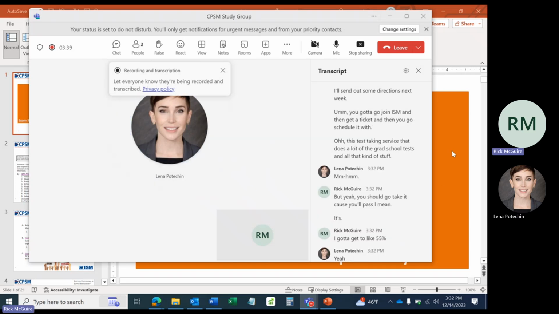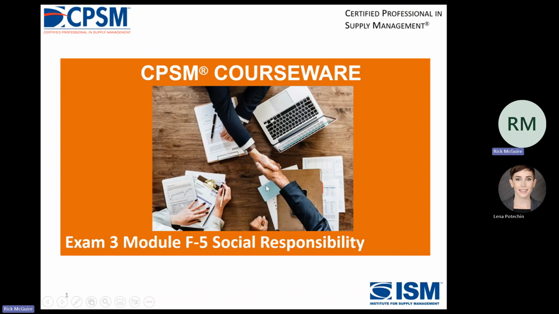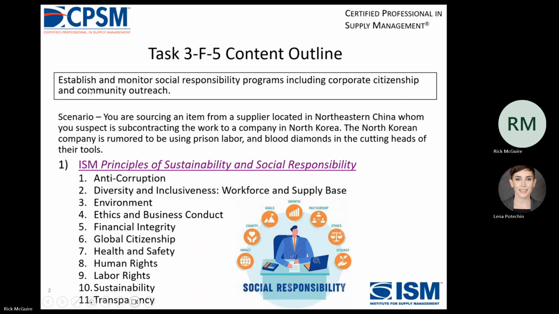Yeah. But anyway, so we got 2 more sections here, so we might as well knock these out. We got one on. I'm out here tomorrow, so we'll do the last one on Monday. But social responsibility is what we're doing today. So establish and monitor social responsibility programs, including corporate citizenship and community outreach.